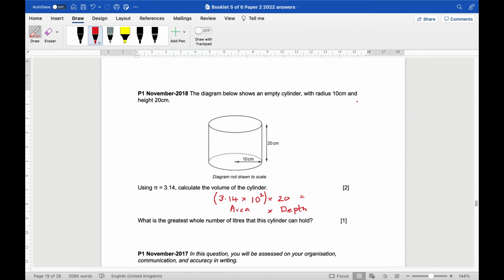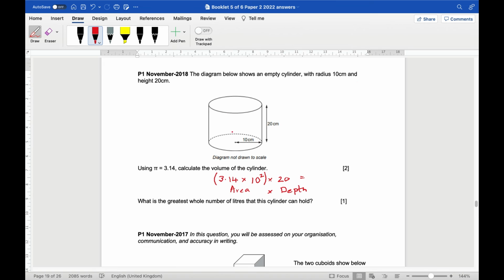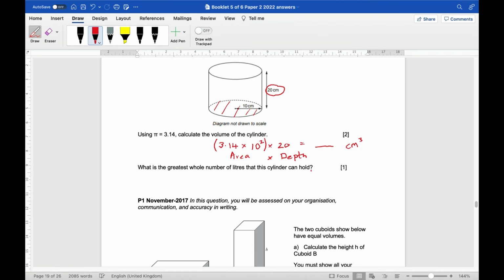Let's jump in. Okay, starting with a cylinder, calculate the volume. Okay, the volume is the area of the cross section times the depth. So in this case, the cross section is a circle, so it's pi r squared times the depth. You can work it out, and the answer is in centimetres cubed because it's a volume. What is the greatest number of litres that the cylinder can hold? So we need a conversion into litres.